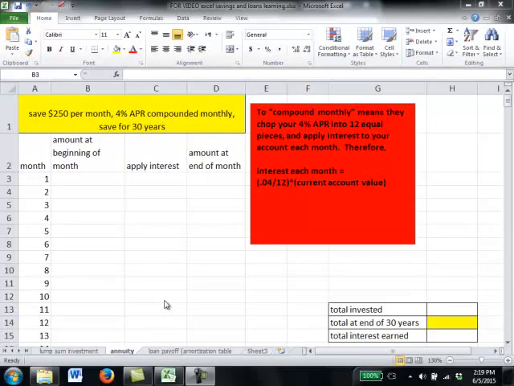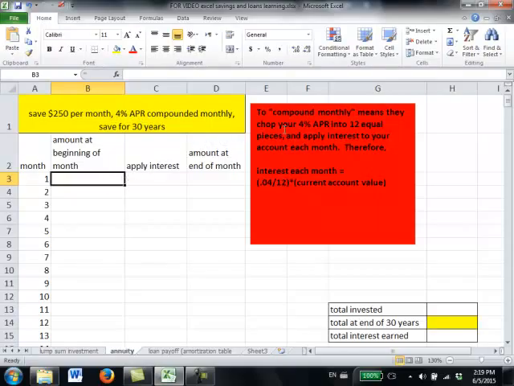In this example, we're going to use Excel to understand the amount of money we'd have in the account after 30 years if we were investing $250 each month and the bank was giving us 4% APR compounded monthly.